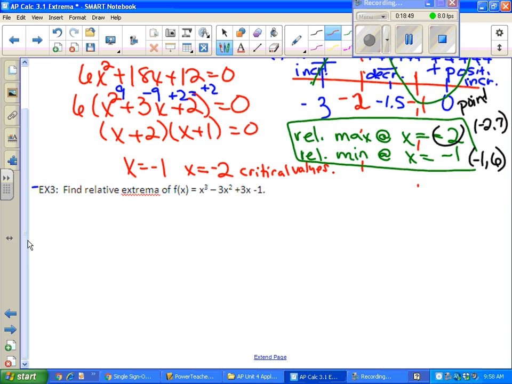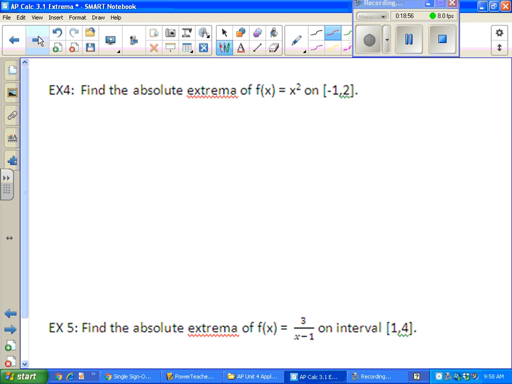Okay. Find the relative extrema of this one. This is still a cubic function, isn't it? All right. In the interest of time, we're moving on.